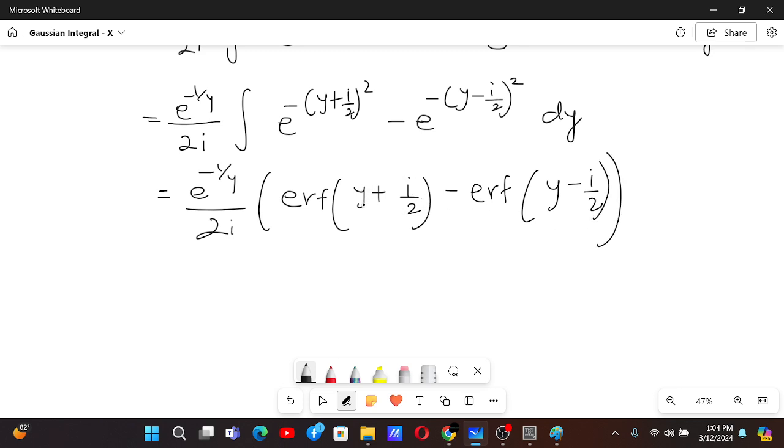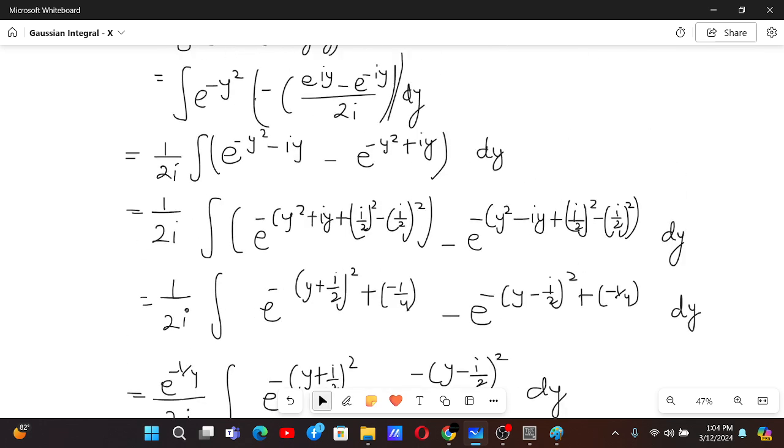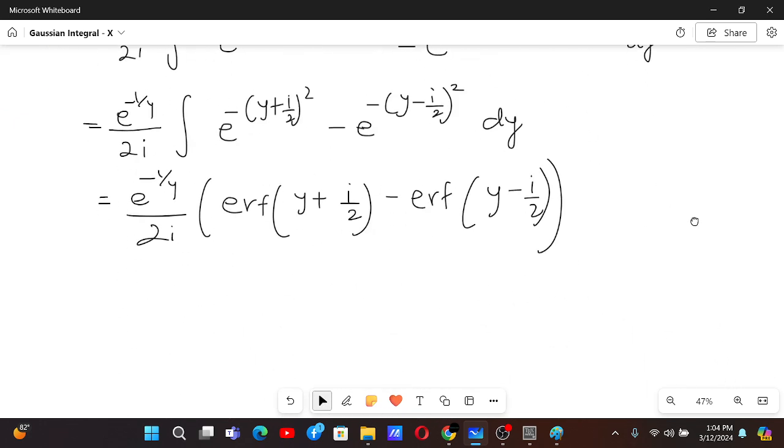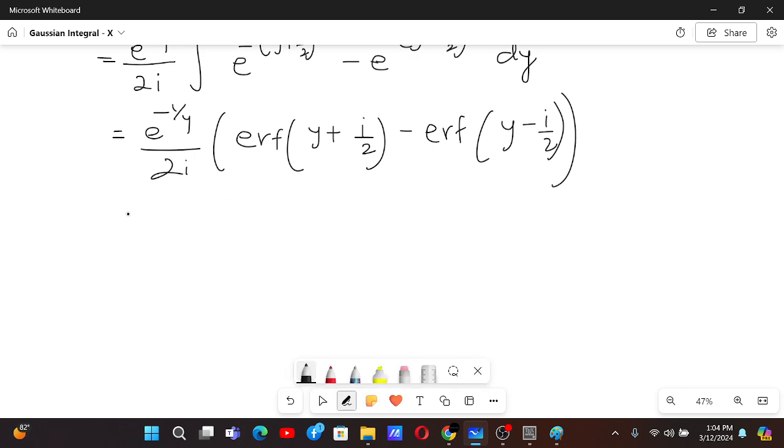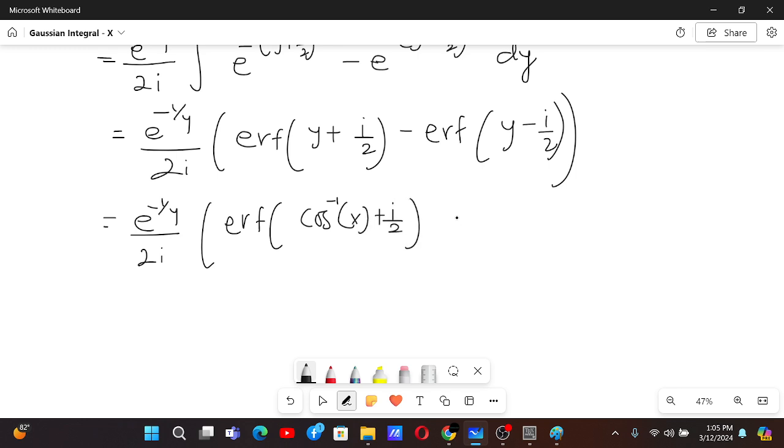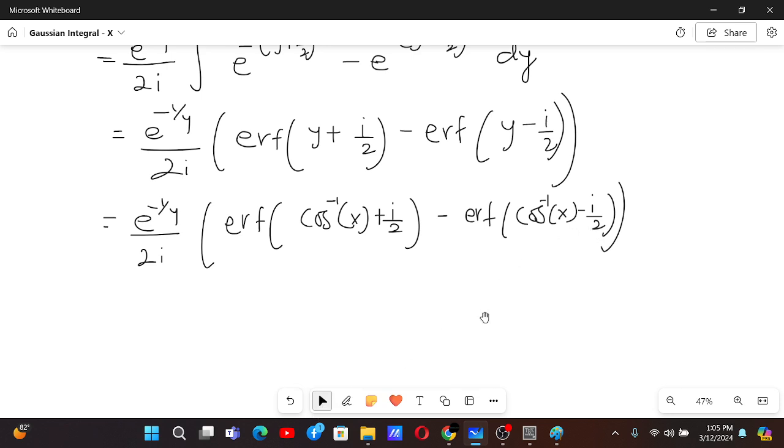Now we have to take it back to the substitution y equals r cos x. Now let's use that substitution, y equals r cos x. That gives e to the power minus 1 by 4 by 2i erf of cos inverse x plus i by 2 minus erf of cos inverse x minus i by 2. Yeah, and now after this we have i over here. Now you can use this i to change erf to erfi.